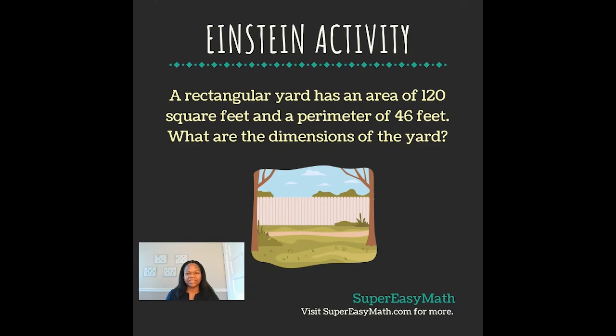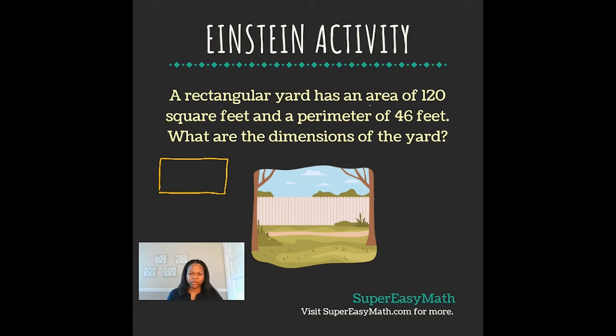Today's Einstein activity says a rectangular yard has an area of 120 square feet and a perimeter of 46 feet. What are the dimensions of the yard? Well, when we're talking about an area and a perimeter of a yard, I know we must be talking about that yard from an aerial view, meaning if you were in the air or like a bird and you were looking down on the yard.